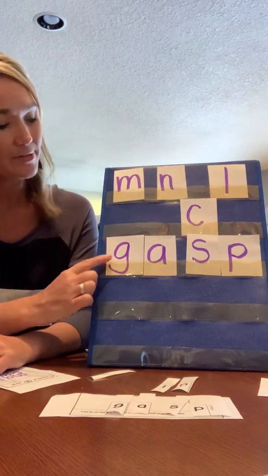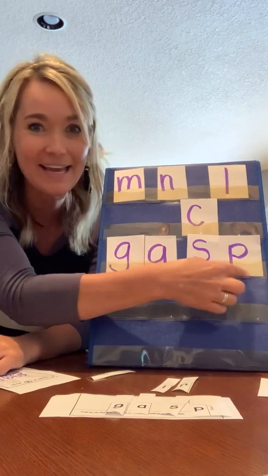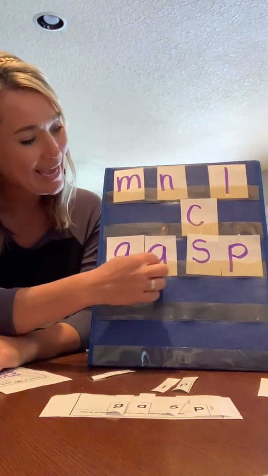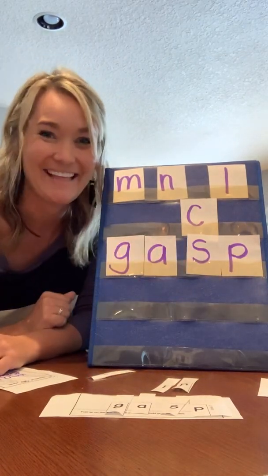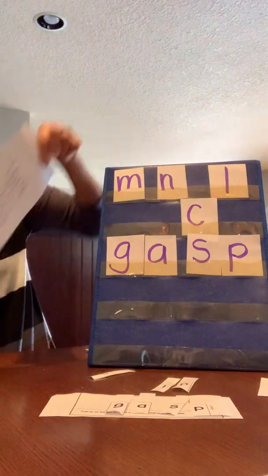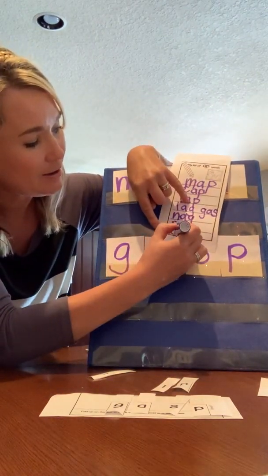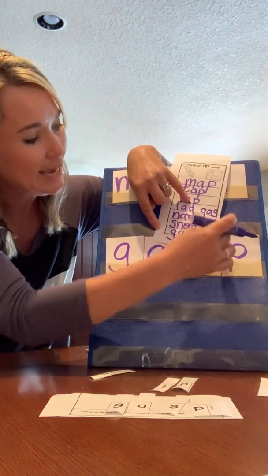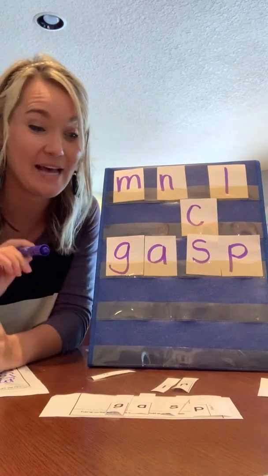Excellent work. Now touch that G and let's sound that whole word out. And notice that S blend at the end. Get ready. Gasp. That's a gasp, okay? I have some space here at the bottom where I think I can fit that word. Gasp. All right, kindergartners, this is the last one.